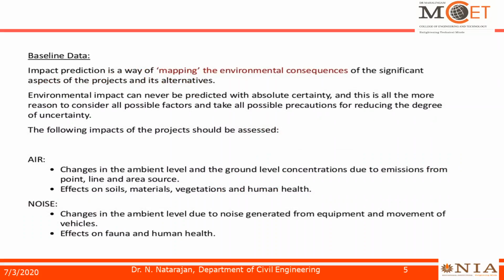Right? Impact prediction is a way of mapping the environmental consequences of the significant aspects of the project and its alternatives, right? So environmental impact can never be predicted with absolute certainty. It's not possible. And this is all the more reason to consider all possible factors, because we may not know if some particular factors may get affected or not, right? So we may have to take all the factors into account and take all possible precautions for reducing the degree of uncertainty. So the following impacts of the projects could be assessed, right?